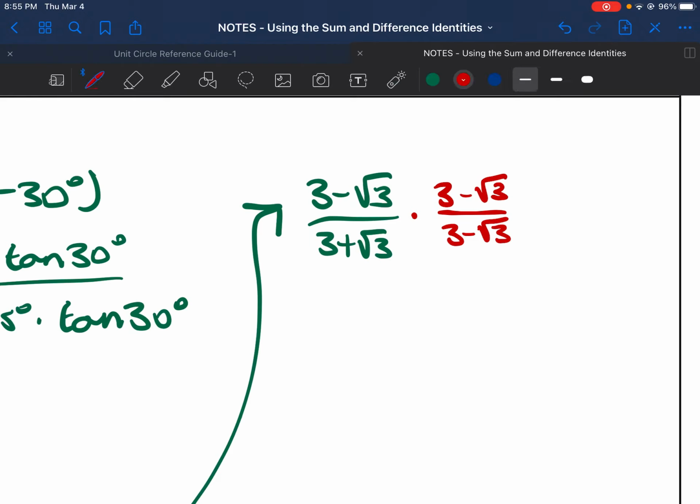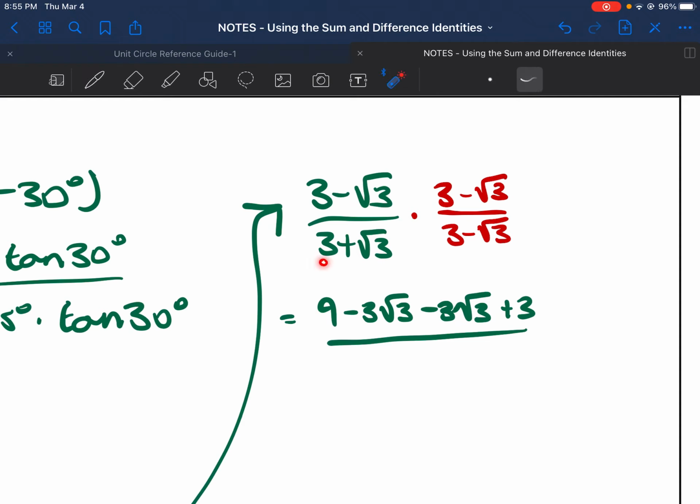3 times 3, that's going to give us 9. 3 times negative square root of 3, that's negative 3 square root of 3. Negative square root of 3 times 3, that's another negative 3 square root of 3. Negative square root of 3 times negative square root of 3 is going to be positive 3. So there's our new numerator. And the denominator, 3 times 3, that's 9. 3 times negative square root of 3, that's negative 3 square root of 3. Square root of 3 times 3 is going to be 3 square root of 3. And then square root of 3 times negative square root of 3 is going to be negative 3.